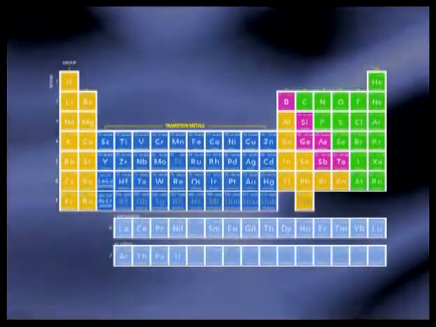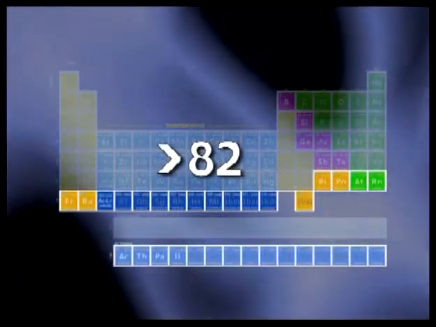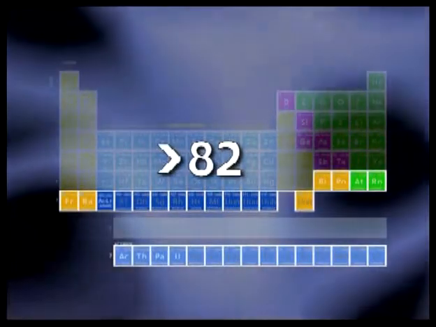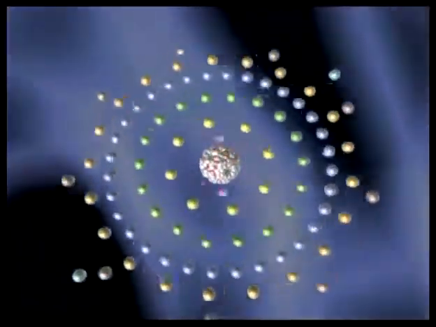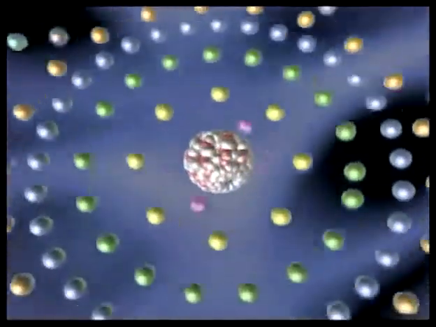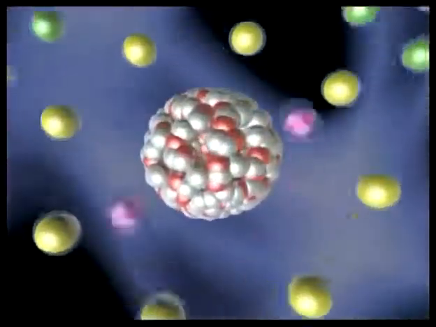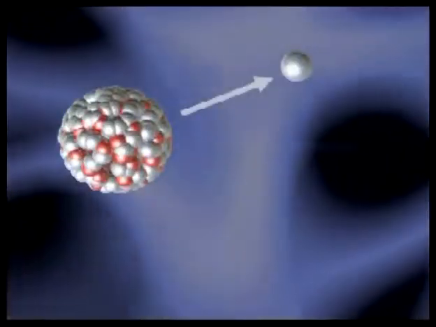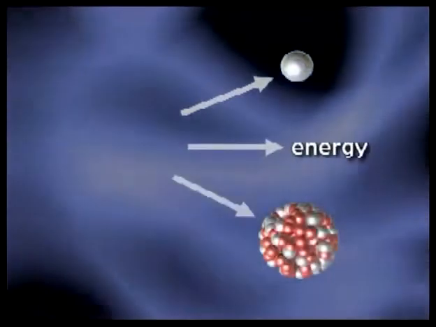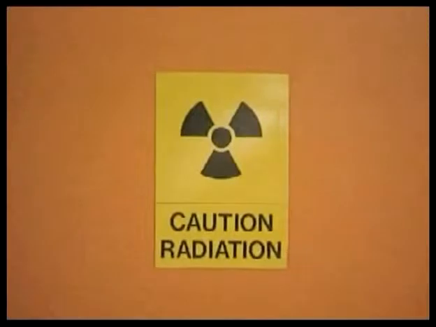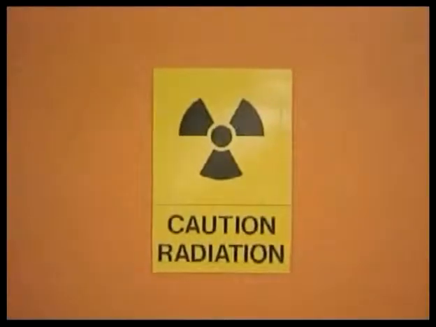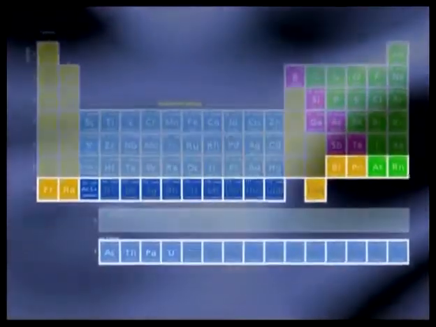Elements with more than 82 protons, that is, having an atomic number greater than 82, are radioactive. Atoms in radioactive elements have nuclei with an unstable proportion of protons and neutrons. Unstable nuclei can release particles and/or energy to become more stable. Radioactivity results from these reactions. Radioactive elements are the elements that undergo spontaneous nuclear reactions.